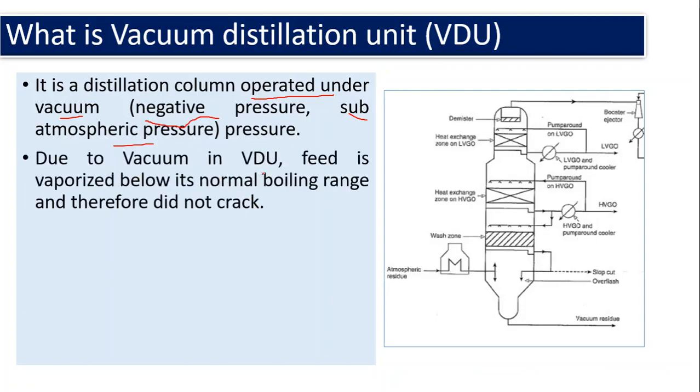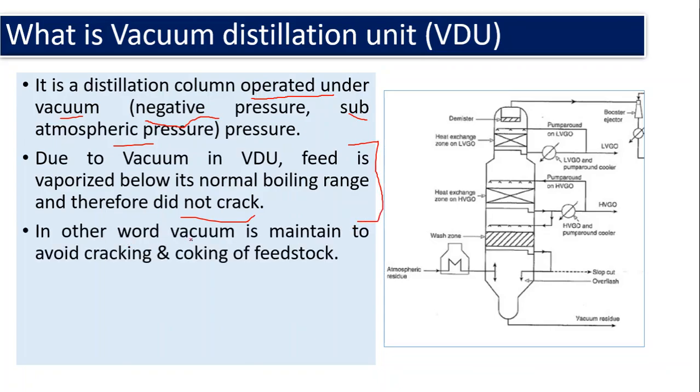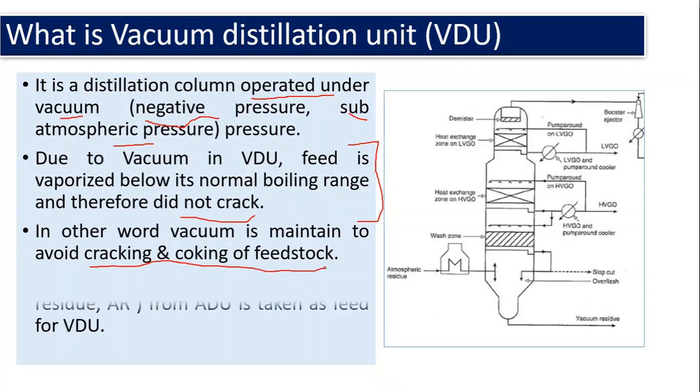Due to the vacuum, the feed in the vacuum distillation unit is vaporized below its normal boiling point, therefore it does not crack. So that is basically one of the very important things in the vacuum distillation column. In other words, vacuum is maintained to avoid cracking and coking in the feedstock. So basically this is the purpose of maintaining a vacuum in the vacuum distillation unit.